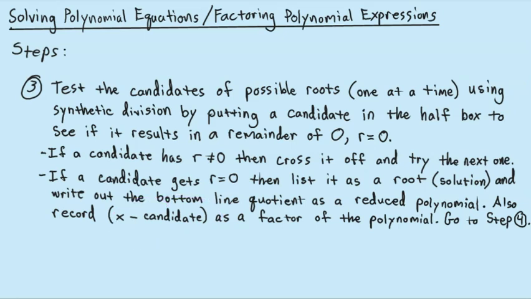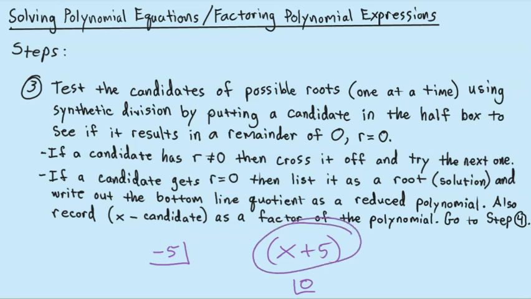What do I mean by record x minus candidate? Well, let's say that the candidate in the half box is -5. And when doing -5 in the half box, you wind up with a remainder of 0. Well, that means you're going to put -5 in your list of roots, and then you're going to do parenthesis x plus 5, because this is x minus -5. X minus -5 is x plus 5. You're going to put x plus 5 in your list of factors.